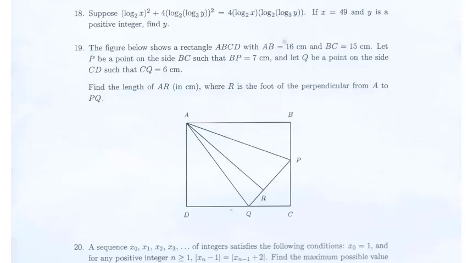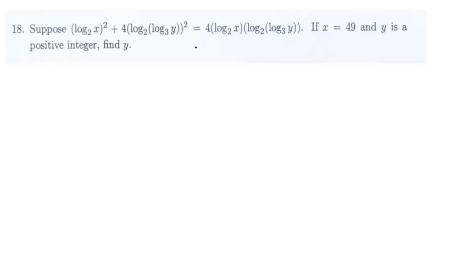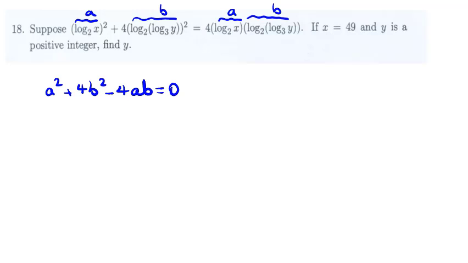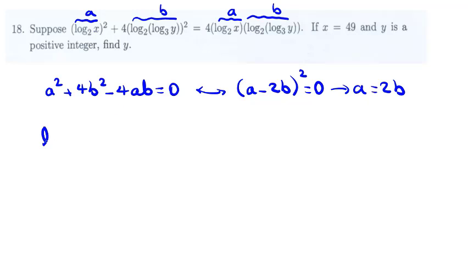SMO 2019 senior section first round, problem number 18. Okay, we have this equality. If x is 49 and y is a positive integer, find y. So if you consider this one a and this one b, it is a squared plus 4b squared. You take everything to the left-hand side, minus 4ab equals 0. It is equivalent to (a minus 2b) squared equals 0. So a equals 2b.